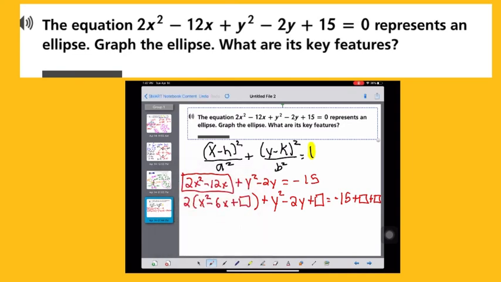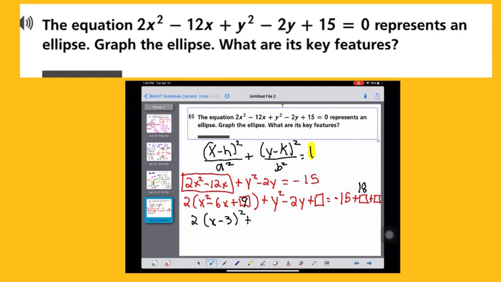So half of 6 is 3, so we're going to put a 9 there. If I put a 9 there, what do I have to put over here? I have to put an 18 here because we factored the 2 out. 2 times 9 is 18, so I've got to put an 18 over there. So this then factors into 2 times (x minus 3) squared.